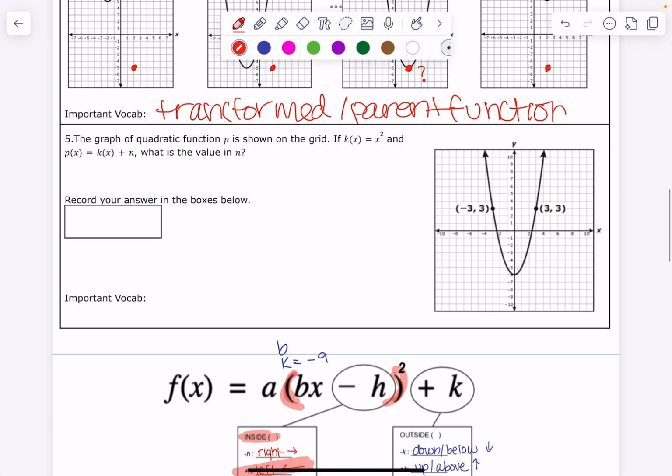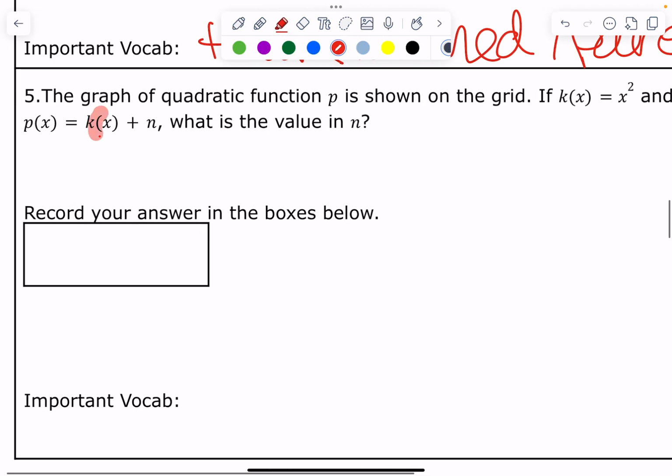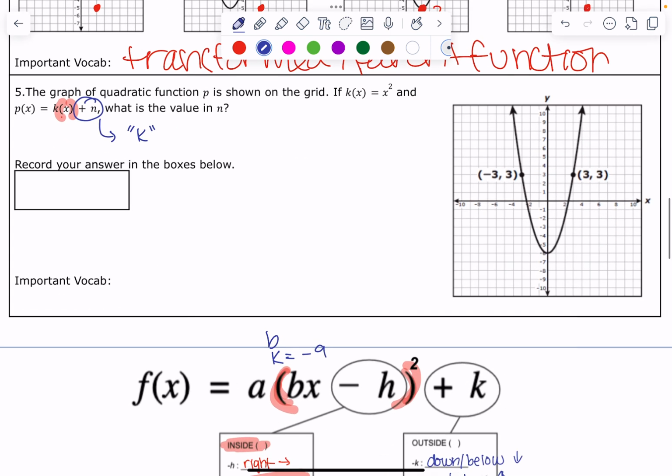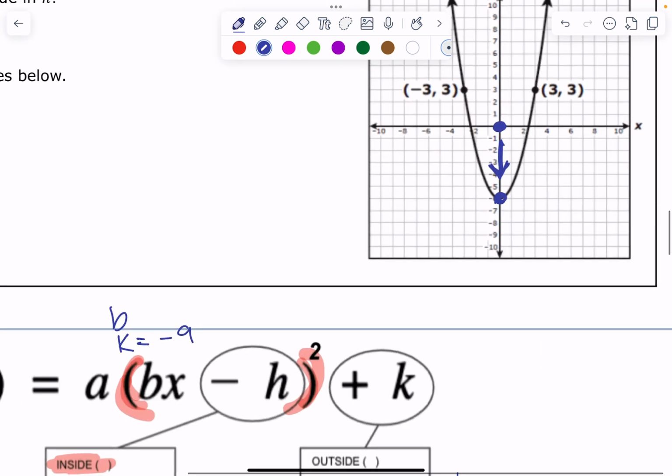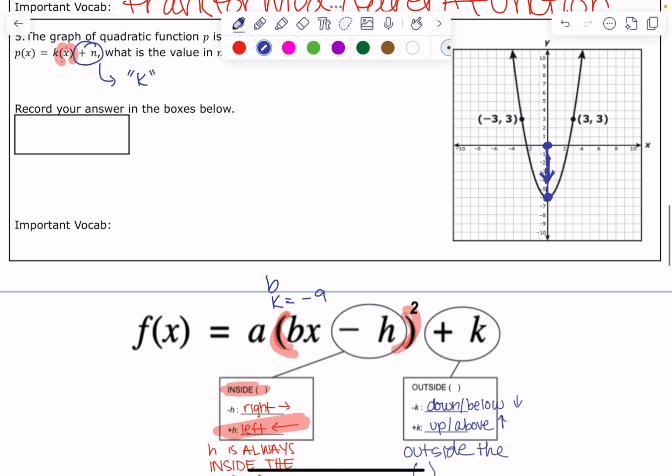It says the graph of quadratic function p is shown on the grid. If k(x) = x squared and p(x) = k(x) plus n, what is the value of n? So here I know that I have my parentheses, so that must mean that this should technically be my k value. If I look and I start at (0, 0), I always start at (0, 0). Where did my vertex go? Did it go up, down, left, or right? We went down. So if I'm going down, I'm just going to look at how many I went down. 1, 2, 3, 4, 5, 6. I went down, negative 6. That's my answer. We're done.